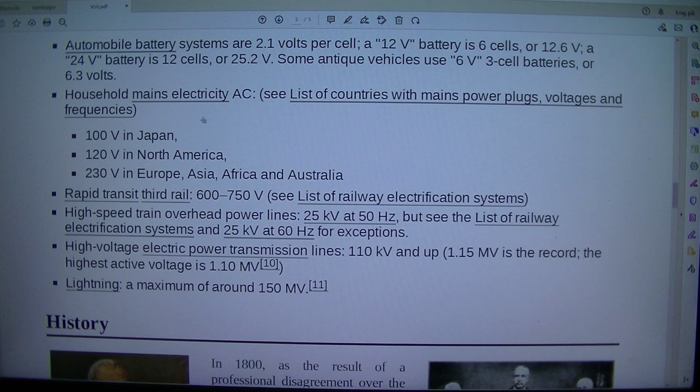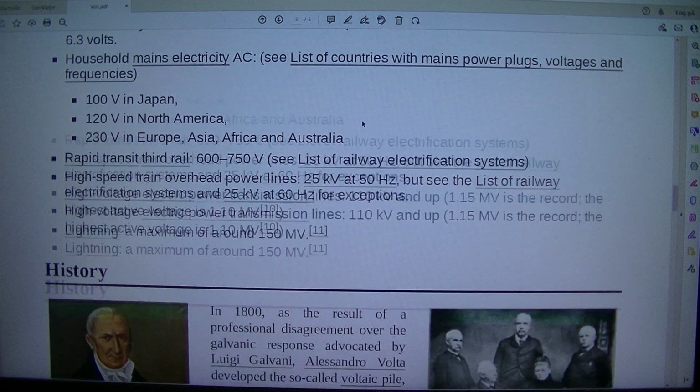Household mains electricity AC. See list of countries with mains power plugs, voltages and frequencies. 100 V in Japan. 120 V in North America. 230 V in Europe, Asia, Africa and Australia.